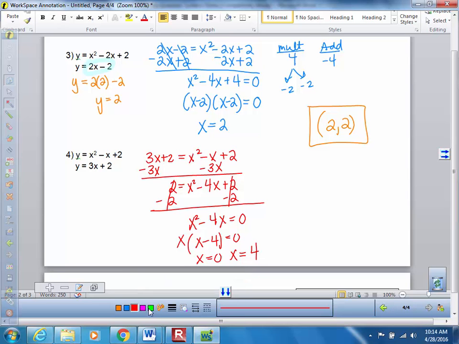Okay? Now I need my y. So I'm going to take both of these, plug it back in up here. So if I plug 0 in, I get 3 times 0 plus 2. So what would y equal? What is 3 times 0? 0. Plus 2? 2. So one of my answers is 0, 2.